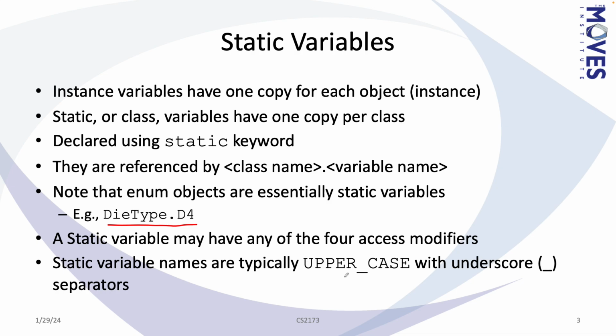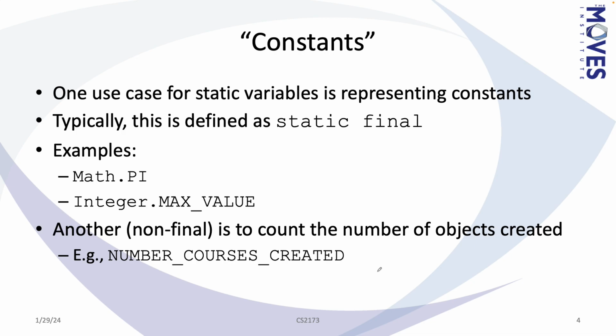The convention in most, but not necessarily all cases, is uppercase separated by an underscore. So instance variables are camel case beginning with a lowercase. Static variables are uppercase with an underscore. So if you see a variable that's all uppercase in Java, then it should be a static variable. The big use case for this is constants. If you declare something to be static and final, those are typically made public. They don't have to be.